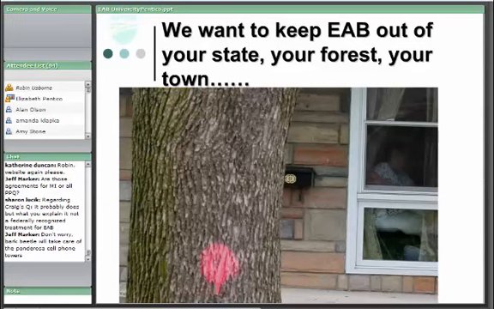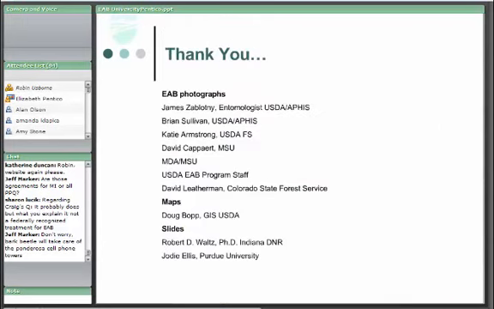And this is a homeowner whose tree has been marked with the pink dot of death to be removed as an infested ash tree. And we know that trees are extremely personal, and this is what we're trying to prevent. And so I think at that point that concludes my presentation. Available to answer questions.